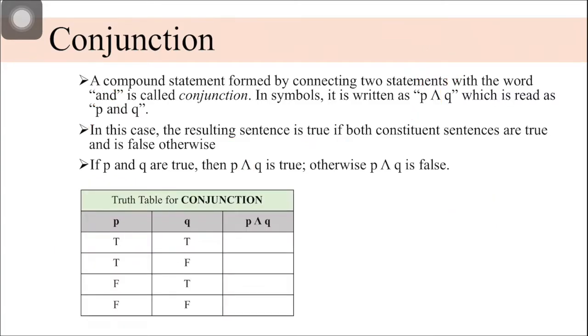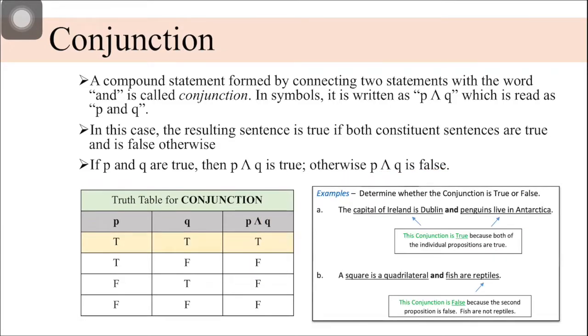So this is the truth table for conjunction. If P is true and Q is true, then P and Q is true. And otherwise, it is false. So to make a conjunction, or two statements connected by the word and or this symbol, true, both constituent sentences must be true.